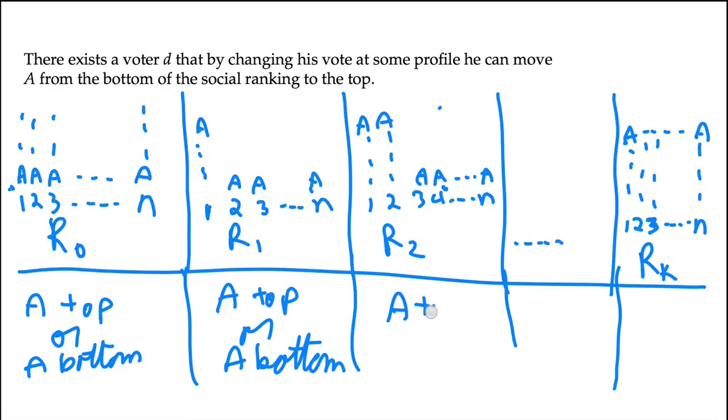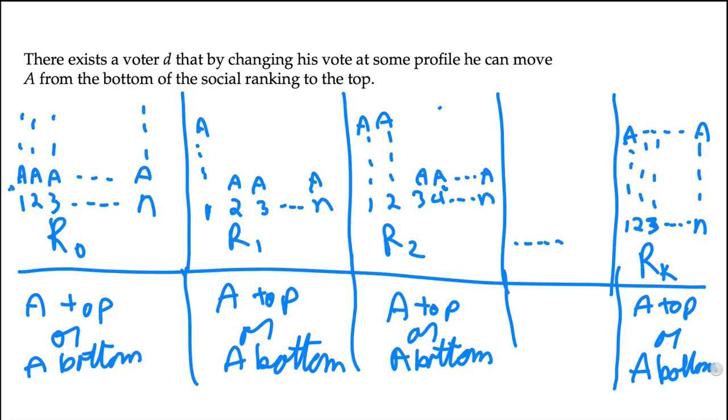That's true for R2: A is at the top or A is at the bottom. And finally, it's true for RK. So A has to be either at the top or at the bottom. Now, by unanimity, note that under R0, A cannot be ranked at the top.